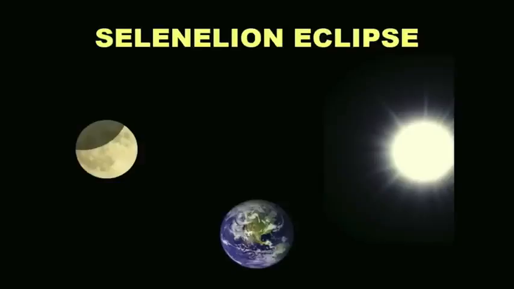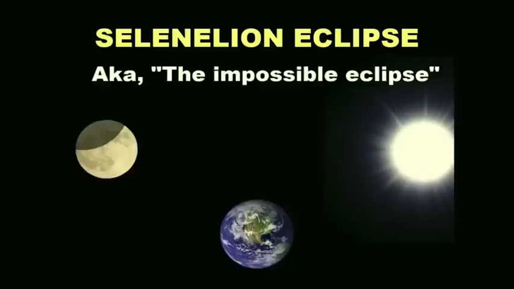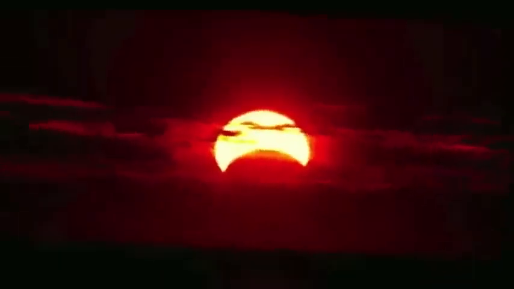How does that work? You know what they call this? The scientists call this, because they don't like pronouncing Selenilian, because I can't pronounce it, the impossible eclipse. But they don't explain it. They're like, well, it's impossible, but it has to work because the Earth is a globe. Okay? I'm going to whiz through this.